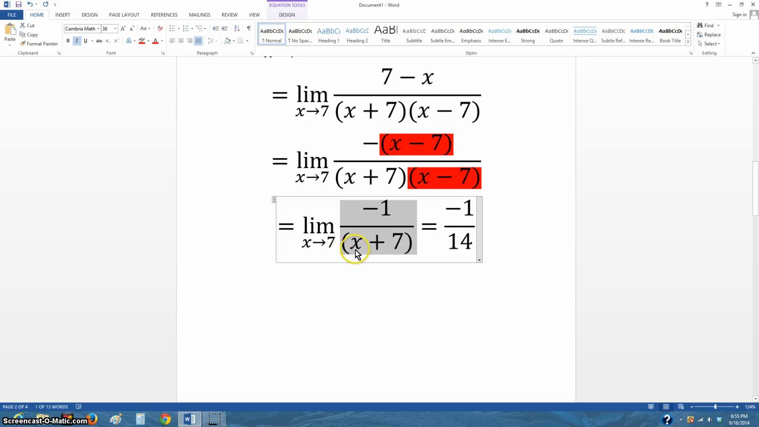Direct substitution works because now all you have to do is plug in 7 plus 7, which is 14, and your numerator is negative 1. So you have negative 1 over 14 as your answer.